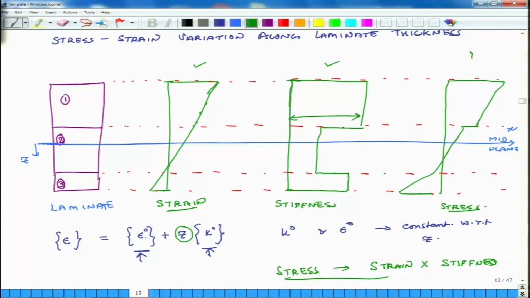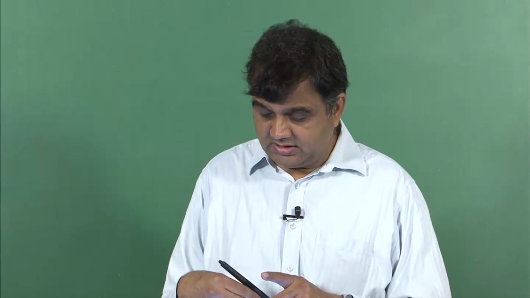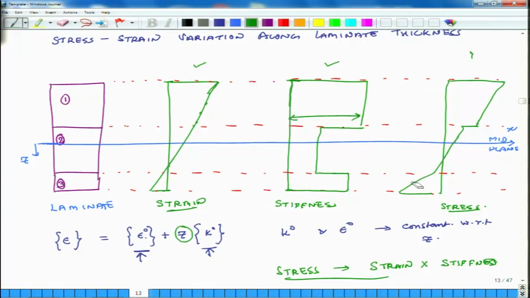So, overall observation is strain varies linearly across the entire thickness of the plate. Stiffness is constant in each layer, but it jumps from one value to another as I move from one layer to another, and stresses are linearly changing within a layer, but as I move from one layer to another they can jump. Actually, this last segment is not accurate, so it will again jump like this. Okay. So, stresses are linearly varying within a particular layer, and when I move from one layer to another they jump to some other value.